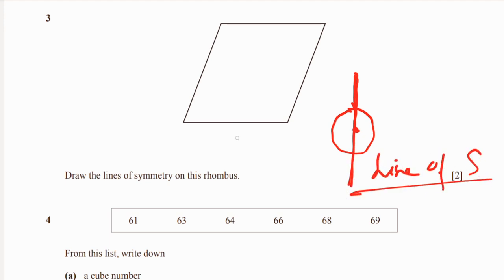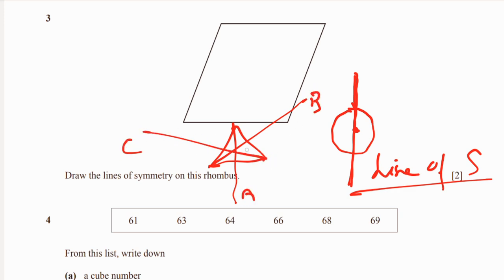Suppose I have an equilateral triangle and I divide it from here. Because it divides the triangle into equal parts, this is a line of symmetry. Similarly, this divides it into equal parts, so this is a line of symmetry, B, and the next one is C, which also divides the triangle into equal parts. This is also a line of symmetry. So a triangle has 3 lines of symmetry.